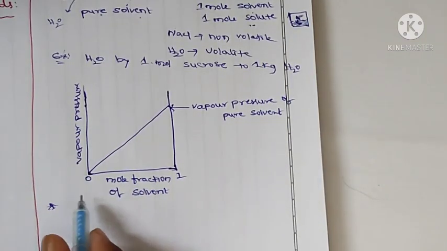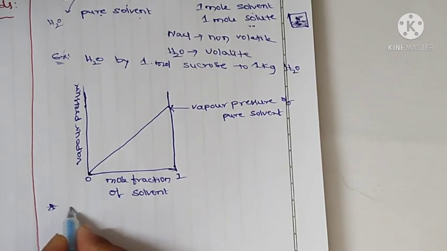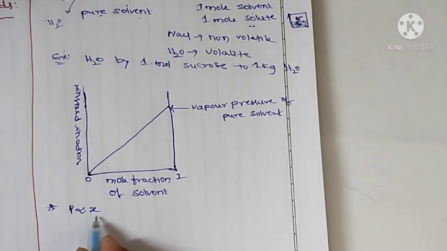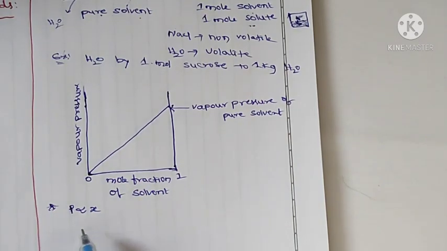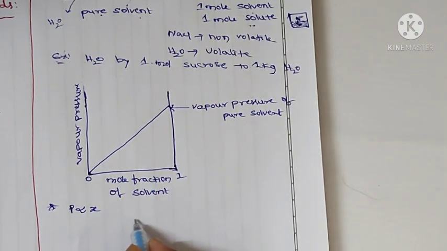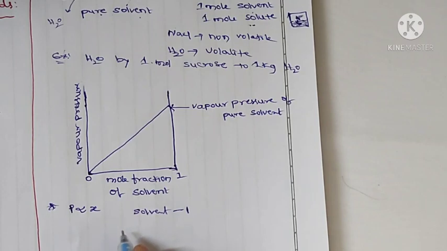And we know Raoult's law: for any solution, the partial vapor pressure of each volatile component in the solution is directly proportional to its mole fraction. P is directly proportional to X. Here I am taking a binary solution, meaning the solution contains two components. One component is the solvent, represented by 1, and the other component is the solute, represented by 2.